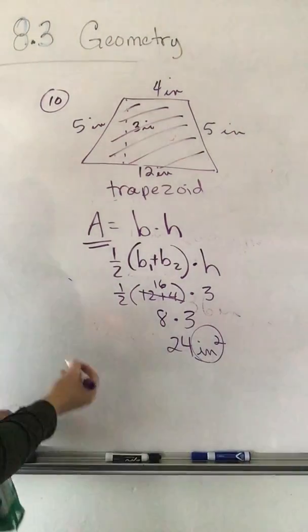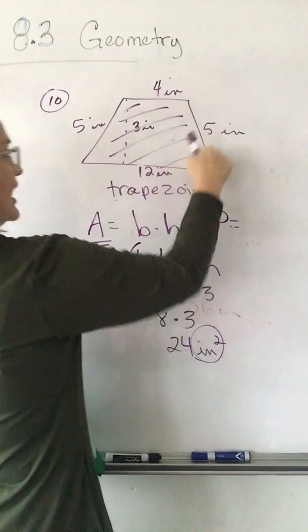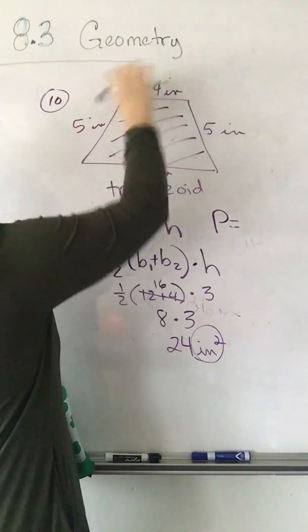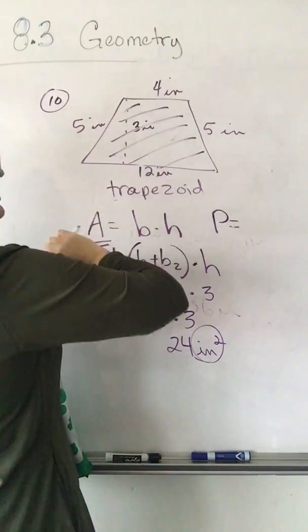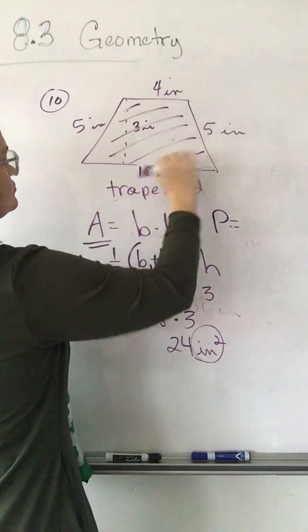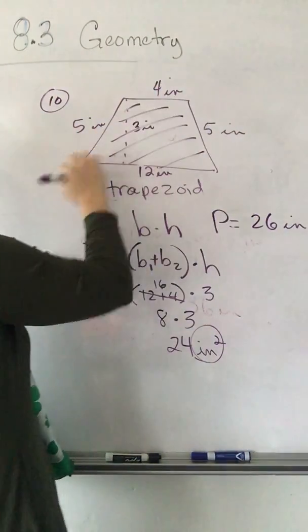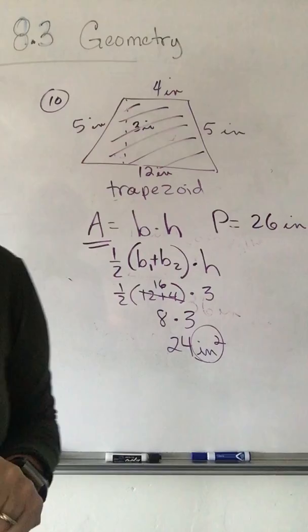Then it asks us to do the perimeter. The perimeter would be adding up the sides. So we've got all those noted, 12 plus 5 plus 4 plus 5. So adding around, let's see, that would be 26, is that right? 26. And again, if we're just adding around the edges, it's regular, just in inches.